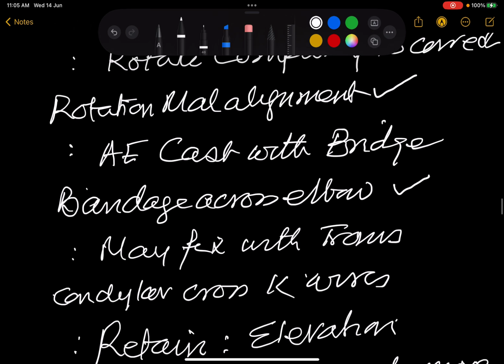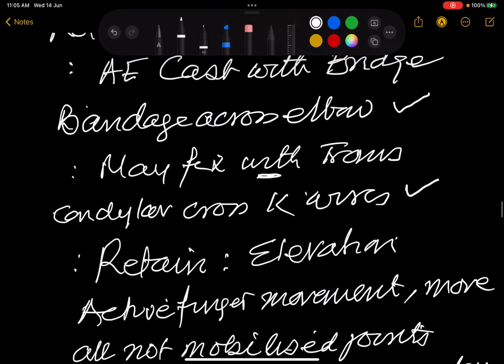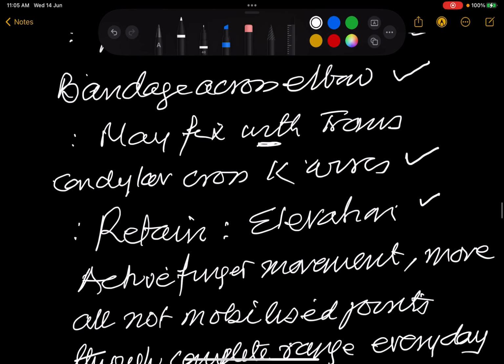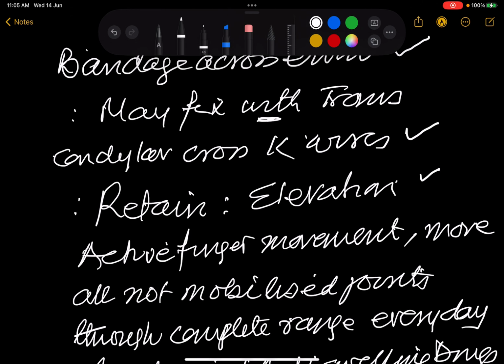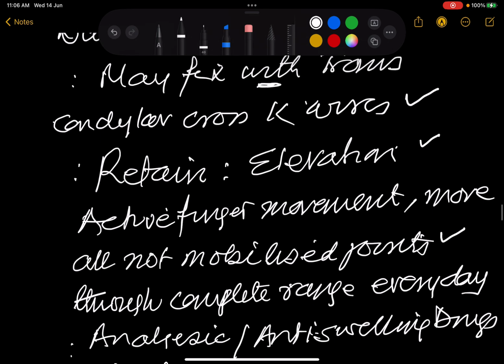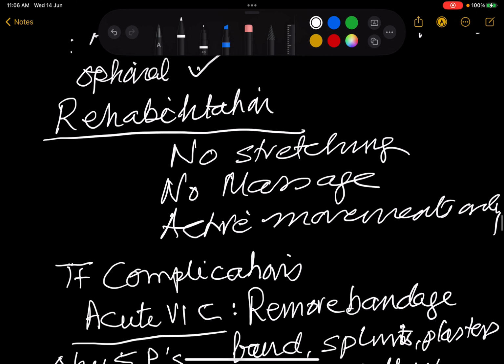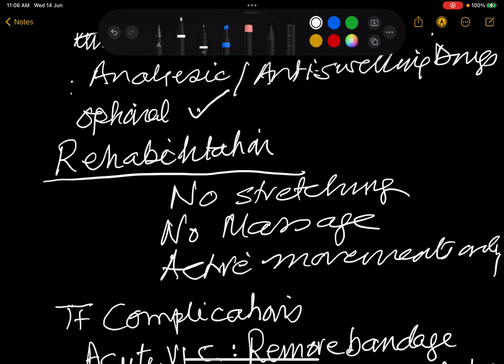In an unstable fracture, you may fix the fracture with a transcondylar cross K wire. Then you retain it by elevation and active finger movement. Move all the joints not immobilized through complete range every day. Give analgesics and anti-swelling drugs, which is optional. You rehabilitate after the union is sound, with no stretching, no massage, only active movement to restore elbow movement, pronation and supination.